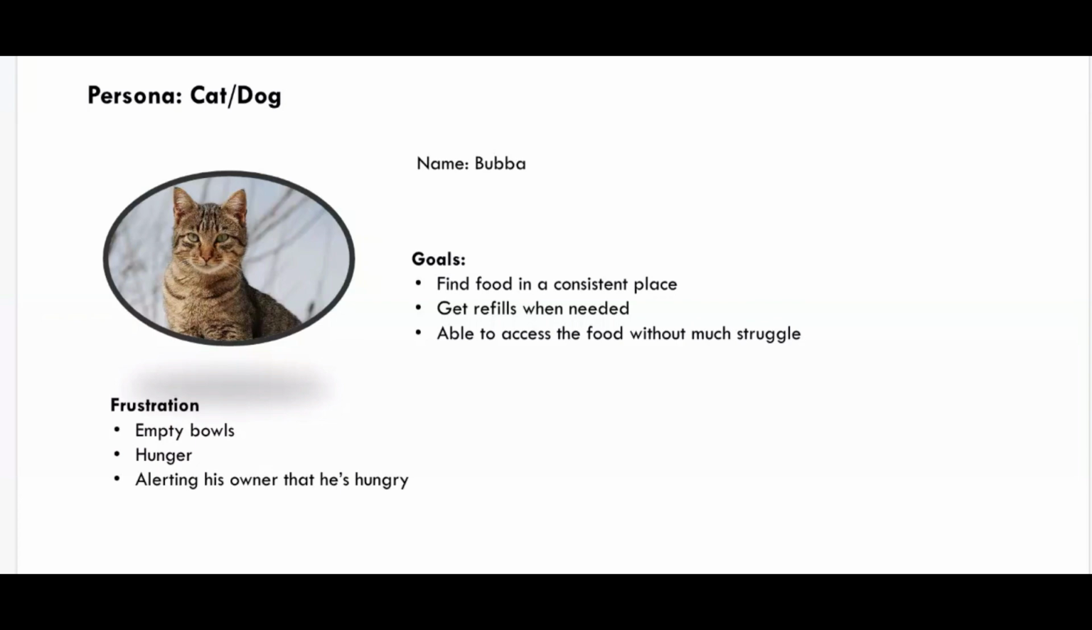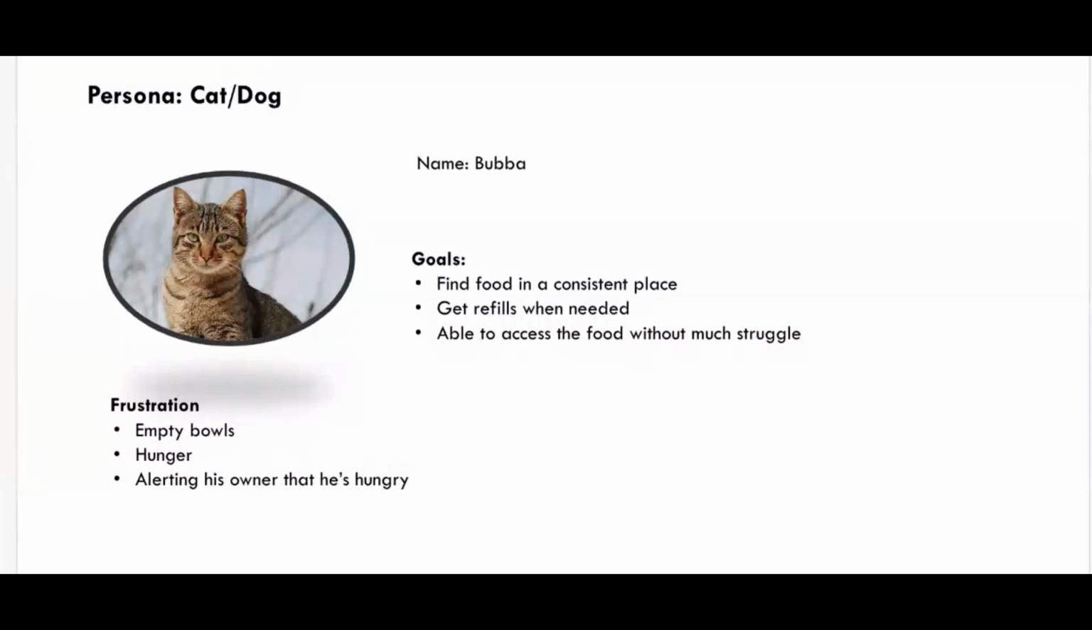And now we have our pet persona, which is a cat or dog, and they have the same goals and frustrations. So we just put them into one persona right now, and we're going to call this animal Bubba, whether it's a dog or a cat. And the goal is to find food in a consistent place. You want to know where the food is and get refills when they need it and be able to access the food without much struggle. They don't want to struggle to fight to get the food out.